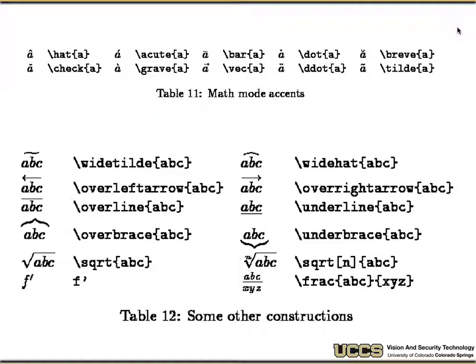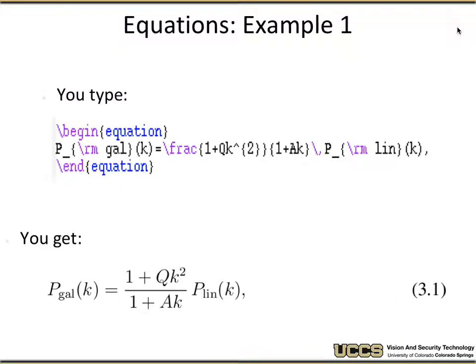All kinds of accents, so I can have obviously the normal things like hats and check marks and grave and acute, but I can also have bars, vectors, dots, double dots, the little breves, the little tildes. All of those are typable in LaTeX, and then a bunch of other constructions like putting arrows over multiple symbols or over an entire set of equations. You can do all kinds of stuff like that.